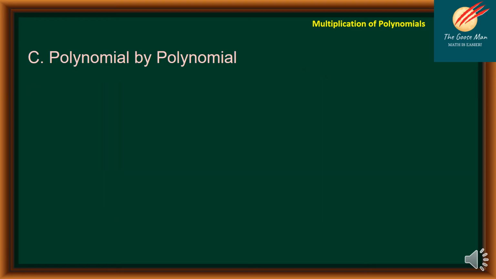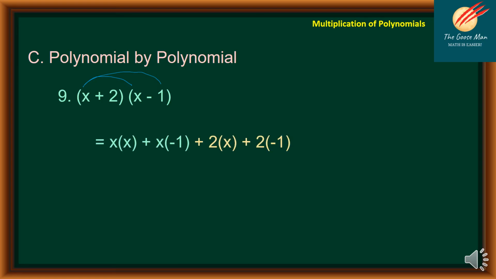On our next examples, we will move on to multiplication of polynomial by polynomial. So let's consider here the expression x plus 2 times x minus 1. What we're going to do is distribute x to x minus 1. So we have x times x, then we have x times negative 1.